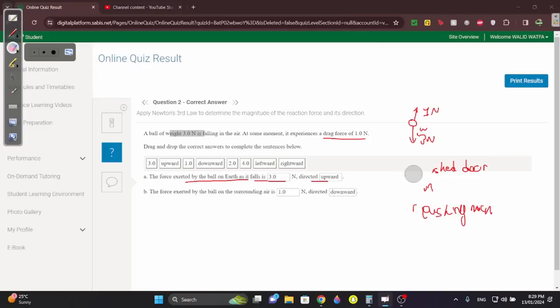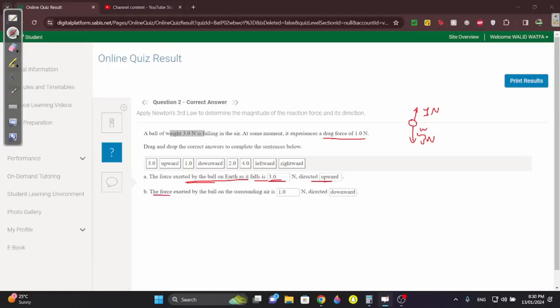If the force pulling the object down is the earth pulling the object 3 newtons, the reaction would be the ball pulling the earth up. The weight is the earth pulling the object down, so the reaction would be the ball pulling the earth up. How much would it be? The exact same magnitude, which is 3 newtons. So instead of going down, it's going up.